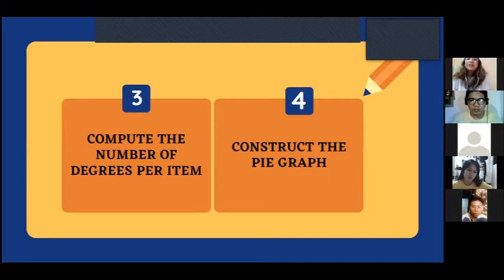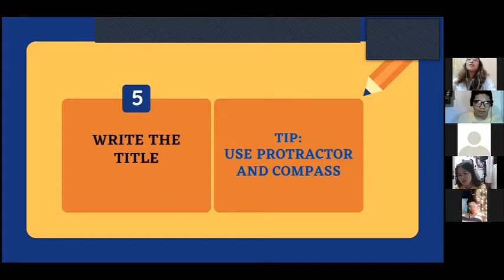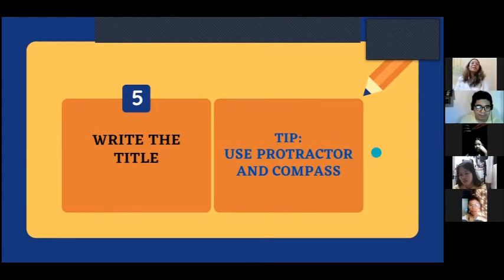In order to get the degree of a number, you have to multiply it by the measurement of the shape that you have. Since we are talking about a pie graph, you have to multiply it by 360, since the measurement of a pie chart is 360 degrees. Then next is to construct the pie graph. And lastly, you have to write the title for your pie graph. Just a tip, please do use a protractor and compass so you'll be able to achieve a perfect pie graph. To continue the discussion, may I please introduce to you Ms. Cindy Quinte.